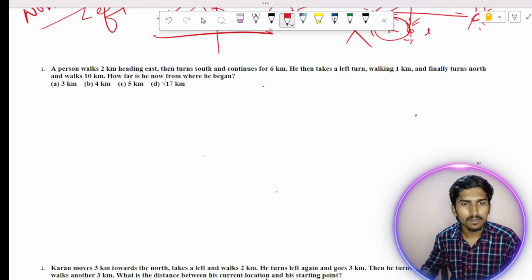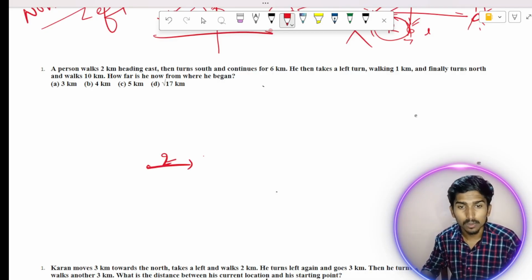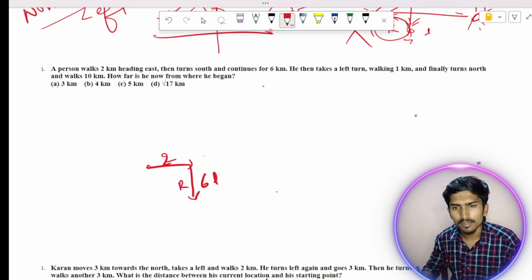A person walks 2 kilometers heading east, then turns south and continues for 6 kilometers. He then takes a left turn. What is left of south? If he is moving south, this will become right and this will become left. Left turn and walk 1 kilometer, and then finally turns north and walks 10 kilometers. North means somewhat bigger than 6, so let us assume this is 10 kilometers.